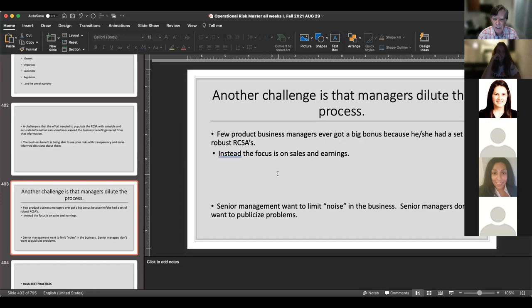And senior management wants to limit the noise in the business. They don't want to publicize that they have any problems. And a lot of times a business is split between the front office and the back office. The front office would be marketing, product development, credit policy. And the back office is operations. So let's just say that you manage the front office and you have high credit losses. That manager is going to try to convince financial control to book that loss as an operations loss, because then the front end manager completely gets out from under it. And it appears as if the problem in the process relates to the back office, somebody else's bailiwick, somebody else's business.